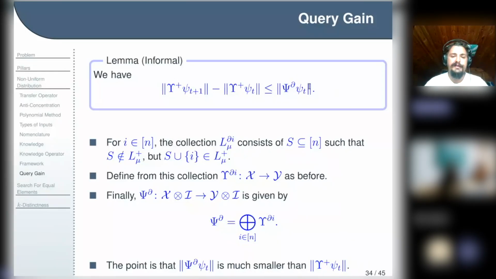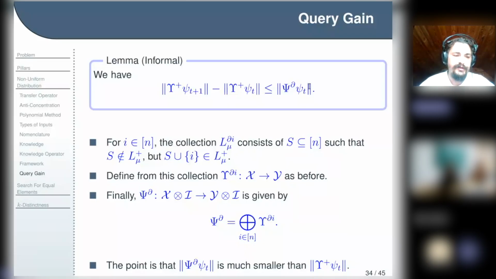And why is this smaller? You can think about knowledge as being a ball, and this partial psi is just the boundary of the ball. The boundary of the ball has much smaller volume than the ball itself, and so that's why the state has much smaller norm. This is just the things that are being added, and we can usually show that it's not so big.